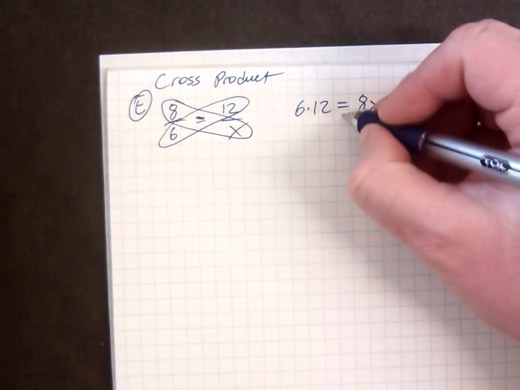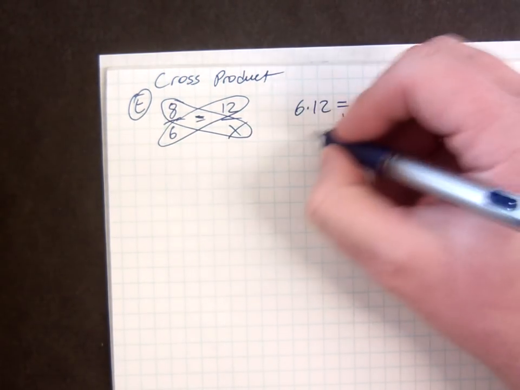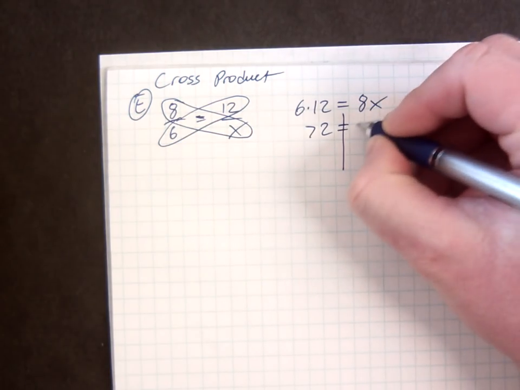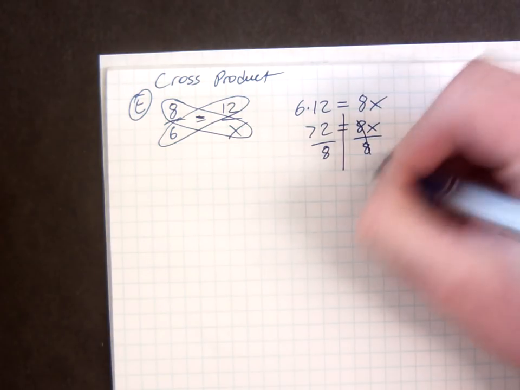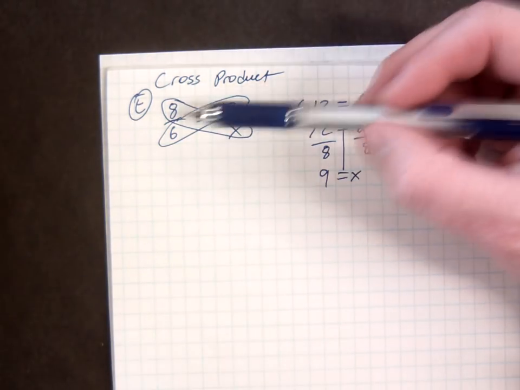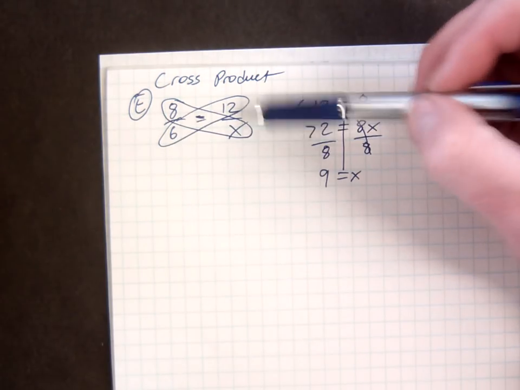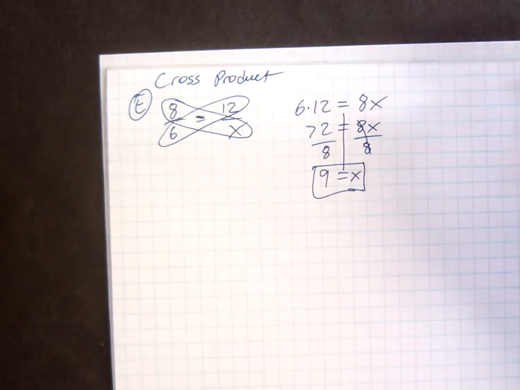So then I can just simply draw my line here. 6 times 12 is 72. So 72 equals 8x. Divide both sides by 8. And x is equal to 9. Check to see if it's reasonable. 6 is 3/4 of 8. 9 is 3/4 of 12. So that worked out just fine.